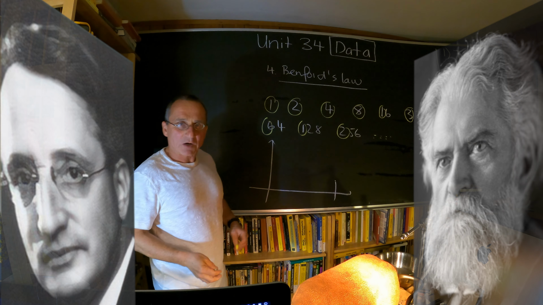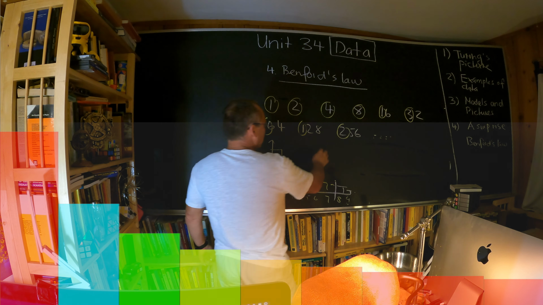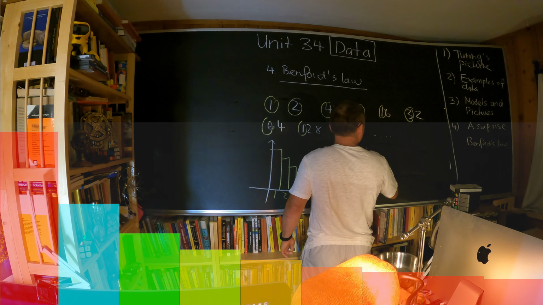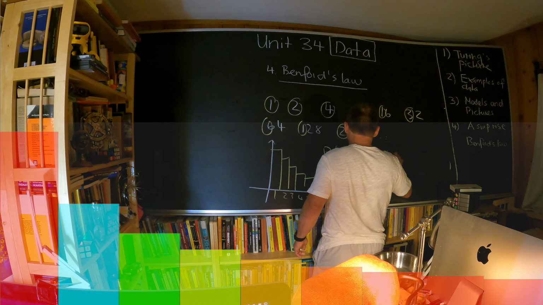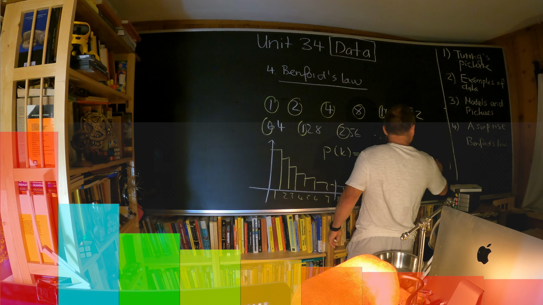When you look at that, what happens is the one appears with a higher frequency than the others. So 1, 2, 3, 4, 5, 6, 7, 8, 9, they appear with less and less frequency. Digits 1 to 9 are the digits which appear. And Benford: the probability for the kth digit is just the logarithm base 10 of (k plus 1) minus the logarithm base 10 of k.